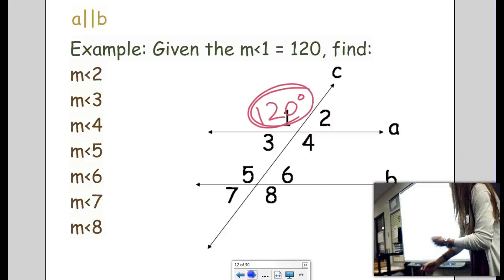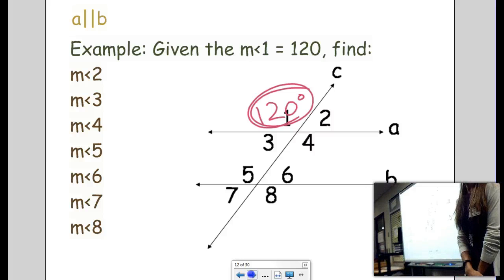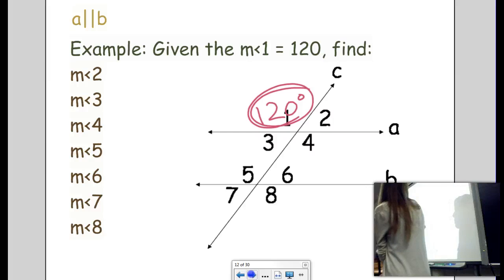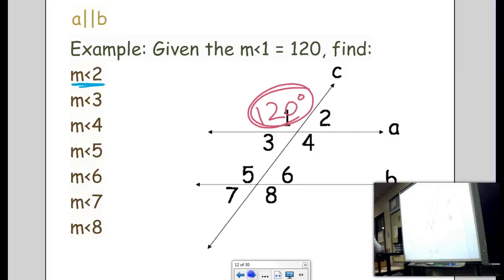Alright, so punishment mode. We are going to compare each of these angles to angle 1, because we know angle 1. It's given that angle 1 is 120 degrees. So we are going to compare each one to angle 1. I would draw the picture real quick. Put angles 1, 2, 3, 4, 5, 6, 7, 8. Number it just like I numbered it.